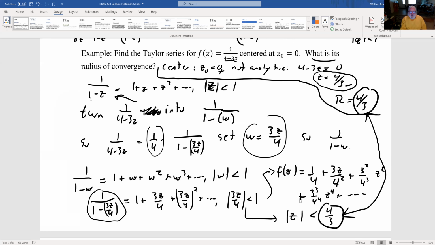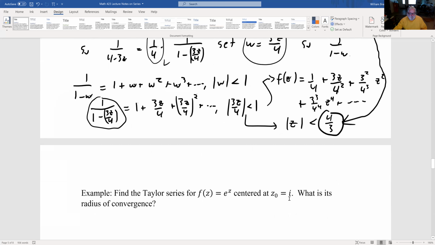So if I have 1 over something looking goofy there, that's not exactly 1 minus z, I can convert it into something of the right form. I need 1 minus something in the denominator, so factor something out to get that 1, and then you can just go ahead with a series.